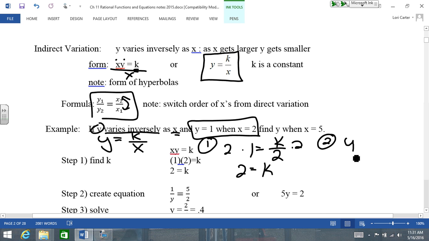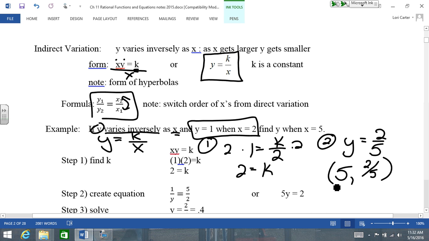So y is equal to... what's K though? 2. 2 over 5. So what's my new point? 5, comma, 2 fifths. 0.4. All right, are we there?